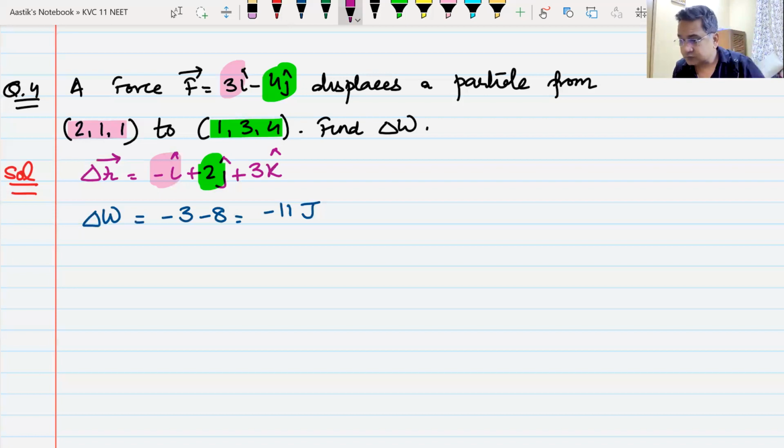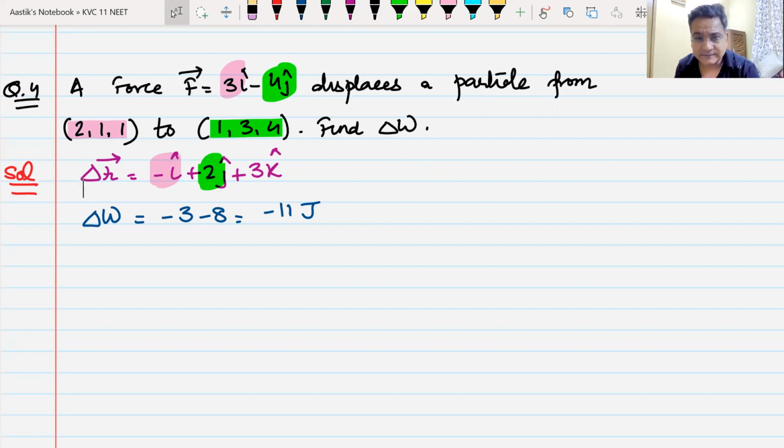Sir, can you explain the question again? What did you not understand? Tell me what you did not understand here, beta. Sir, the initial coordinates. The initial coordinates are 2, 1, 1. What don't you understand? 2 is the x coordinate, 1 is the y coordinate, and 1 is the z coordinate, x, y, and z. You understand that? Yes, sir. Then you understand the final coordinates. 1 is the x coordinate, 3 is the y coordinate, and 4 is the z coordinate.